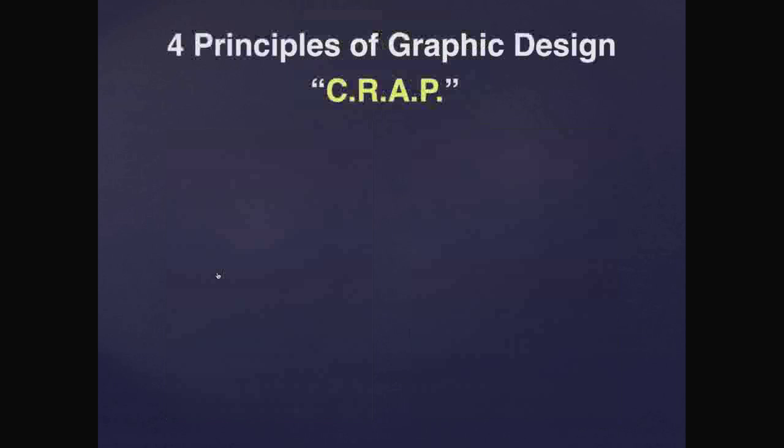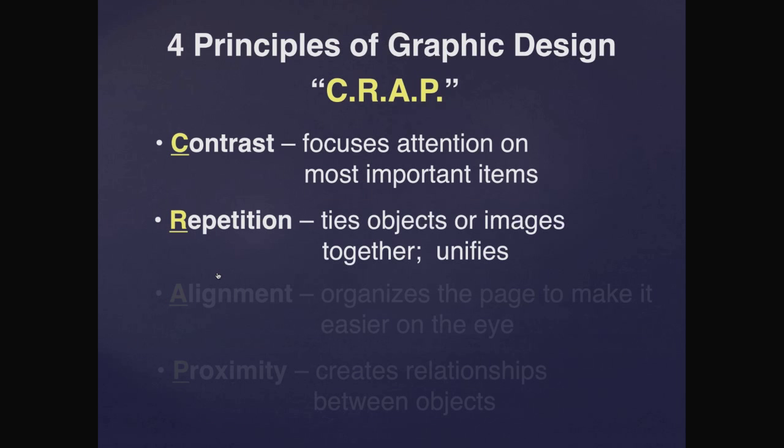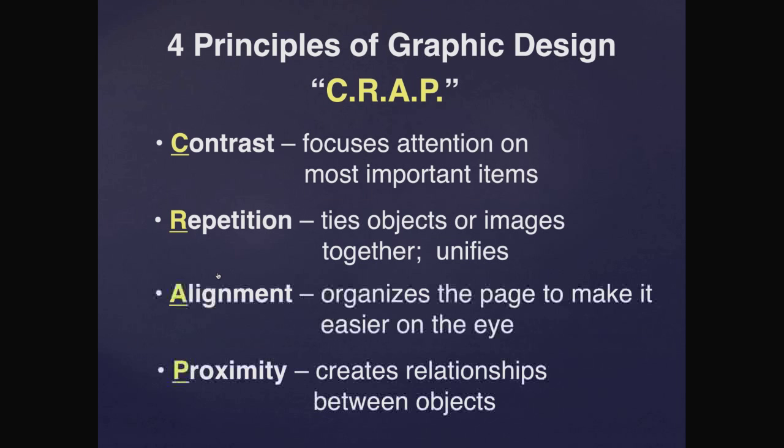And you can use the acronym CRACK to remember it. So first is C for contrast. Contrast helps you focus attention on important items. R for repetition. It ties objects or images together. It unifies things. Alignment organizes the page to make it easier on the eye, and proximity creates relationships between objects.